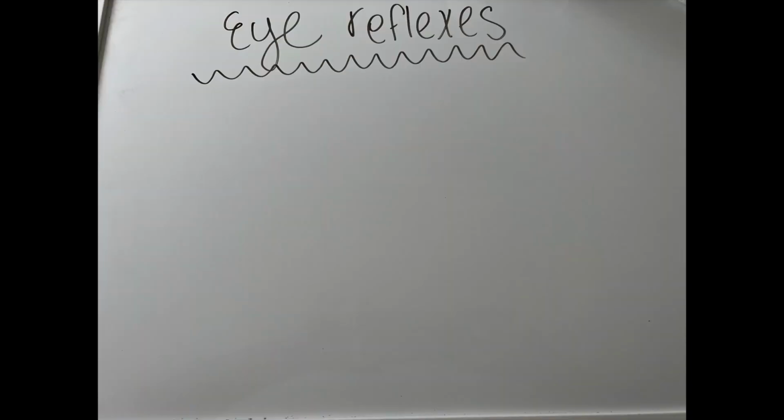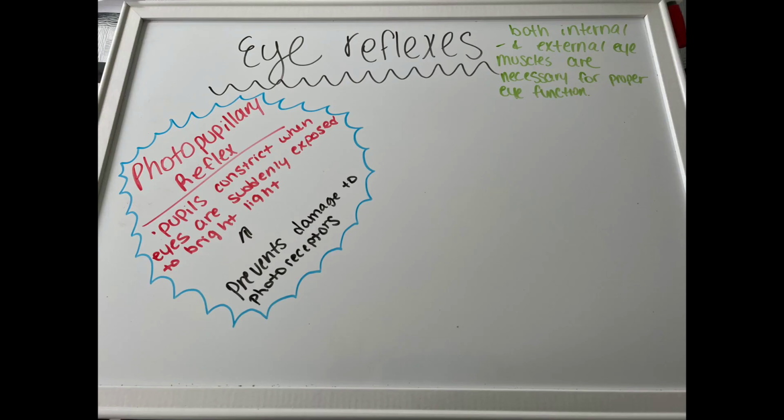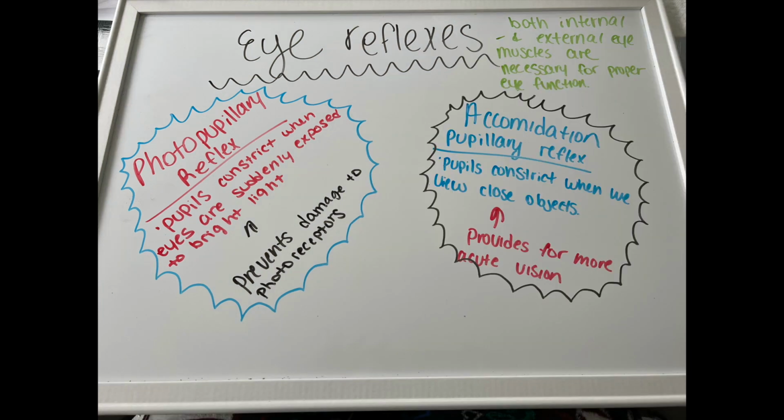Eye reflexes. Both the external and internal eye muscles are necessary for proper eye function. Photopupillary reflex. When the eyes are suddenly exposed to bright light, the pupils immediately constrict. This protective reflex prevents excessive bright light from damaging the delicate photoreceptors. Accommodation pupillary reflex is when the pupils also constrict reflexively when we view close objects. It provides for more acute vision.